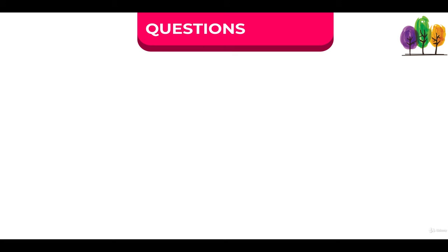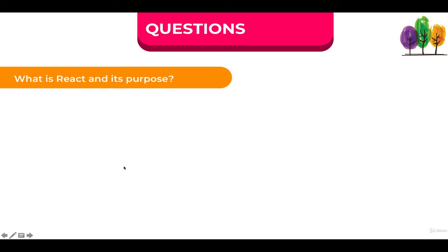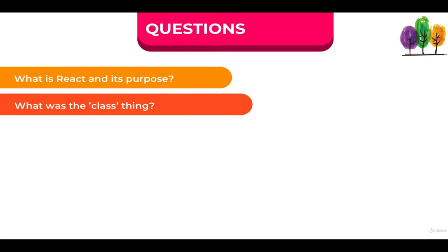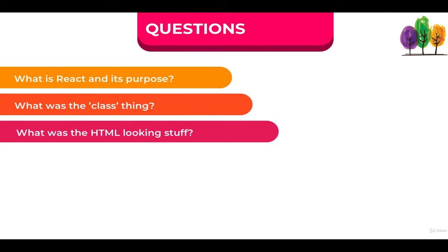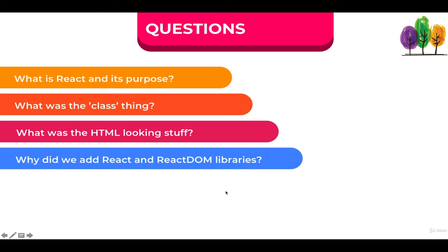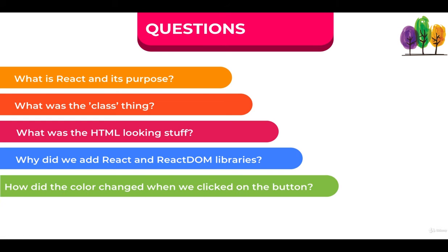So in this video, I want to start to address a couple of these questions that I think you might have. What is React and what's its purpose? What was that class thing? What was that HTML looking stuff? Now, why did we add React and React DOM libraries? How did the color change when we clicked on the button? So let's start by answering these questions now, and we will be answering more in the next coming lectures.